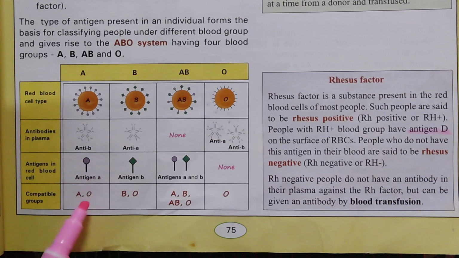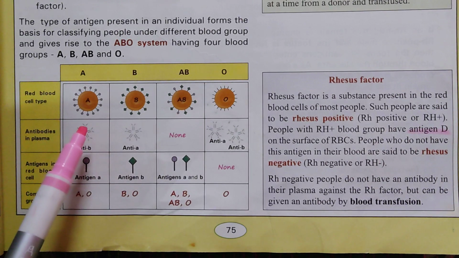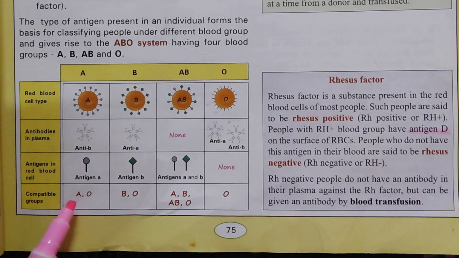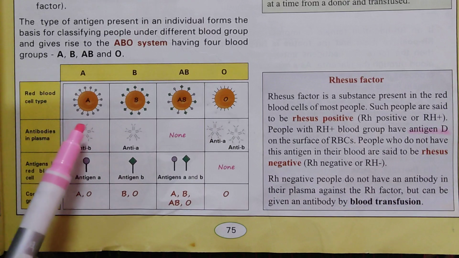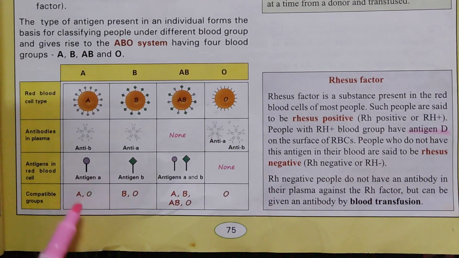That is, a person who has blood group A can transfer blood to a person who has A blood group, and a person who has O can also do the transfusion with this person. That's why it says compatible groups. Compatible means that the transfusion will not cause any kind of problem to the blood.